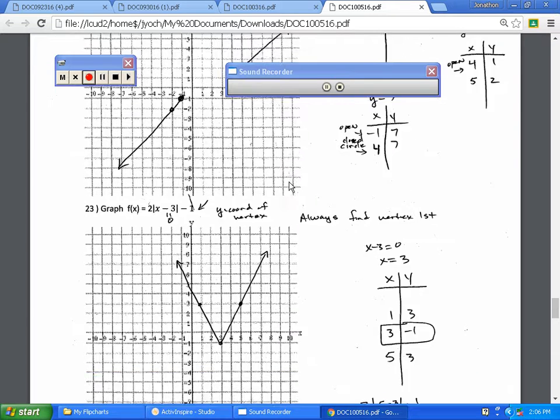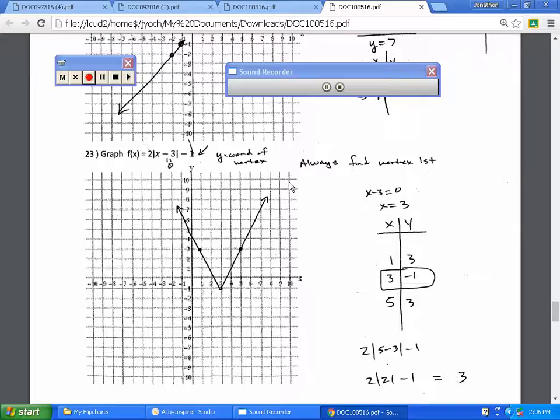Always want to find the vertex first for absolute value. The vertex is when you have 0 inside the absolute value. So set x minus 3 equal to 0. You get x is 3. The y-coordinate of the vertex is always this number that you're adding or subtracting, so it's negative 1. Go to the left, to the right for symmetry, and then we'll get the same y value.